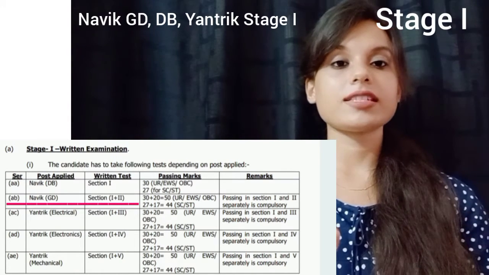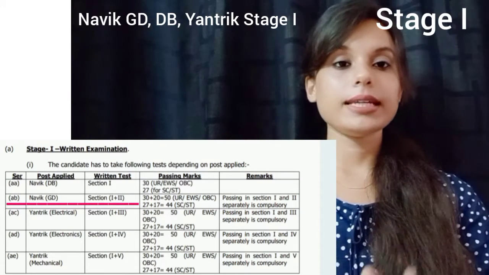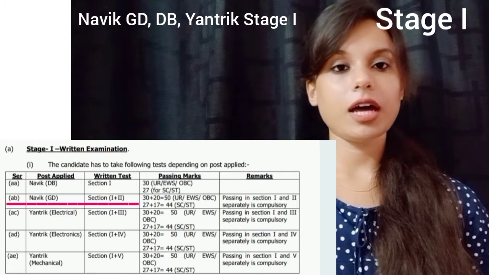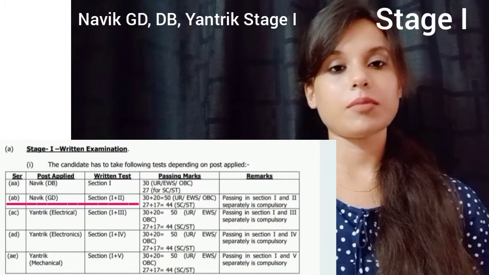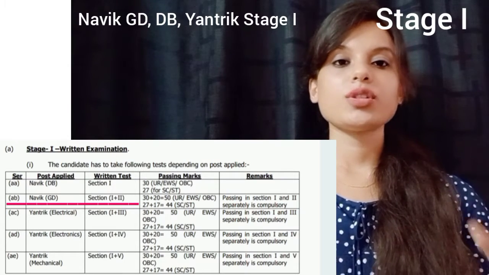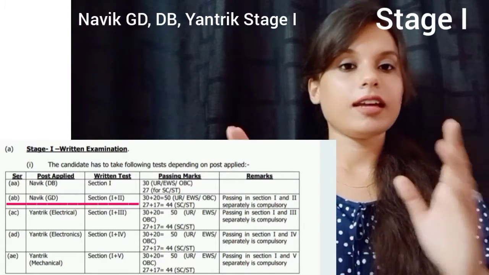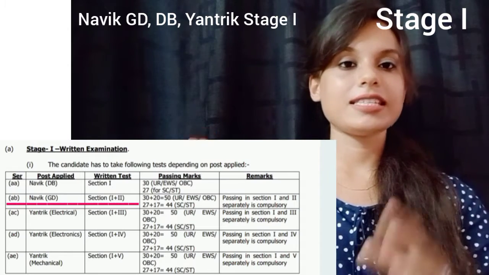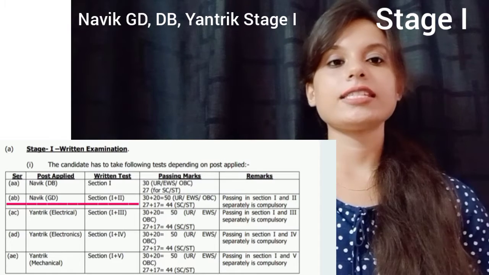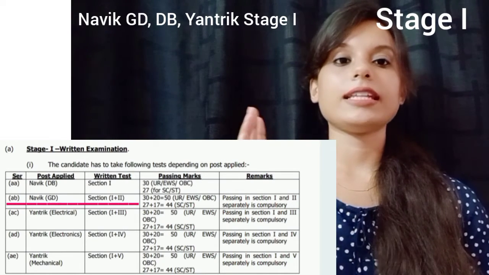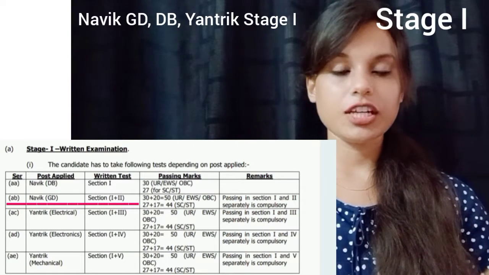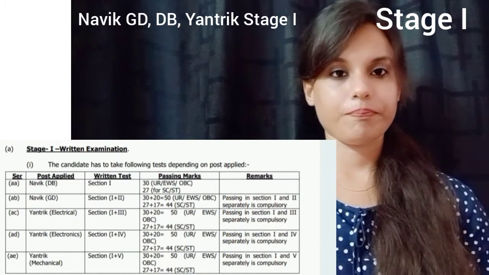Now the passing marks has been differentiated for each section separately. For section 1, we have 30 marks as the passing marks, and for section 2, we have 20 as the passing marks. So separately, you have to get 30 and 20 respectively in section 1 and 2 in order to pass. For the SC/ST candidates, once again, it's 27 in section 1 and 17 in section 2. You have to achieve separately for passing.